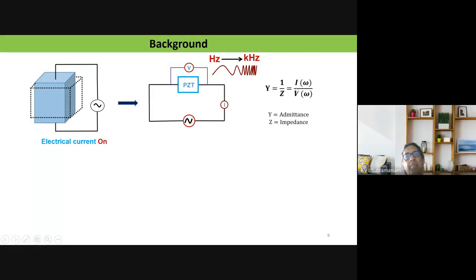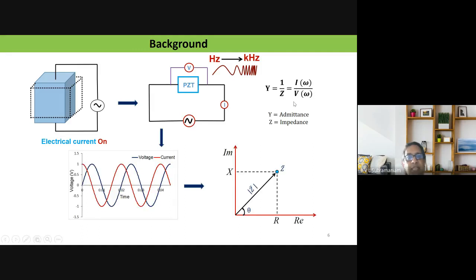So simplistically speaking, we are measuring the relationship between the current passing through the PZT and the voltage applied across the ends of the PZT. And of course, it results in a complex behavior because the current and the voltage are never in phase. So we get basically a complex relationship of either the admittance or the impedance. Essentially, admittance is the inverse of impedance.